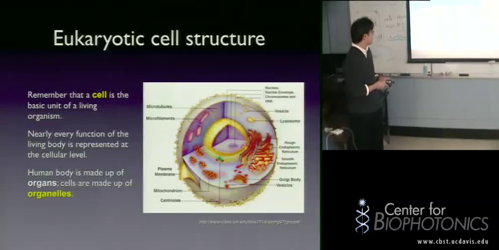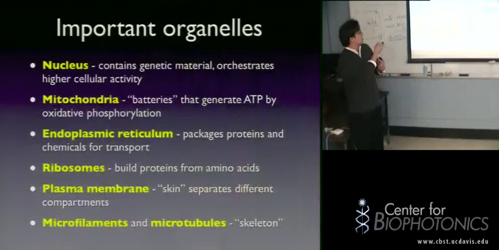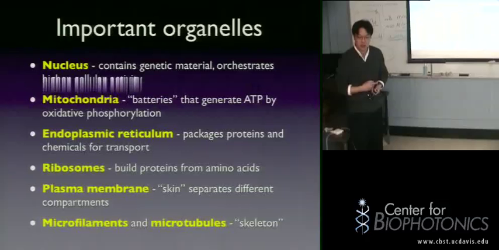Okay. So the human body has organs and in the same way the cells are made up of different organelles. Important organelles to realize: we've got the nucleus that contains genetic material, mitochondria, which are battery packs, or kind of power plants. Endoplasmic reticulum are the factories where proteins are manufactured and packaged for transport. Plasma membrane is the skin, right, that separates the cell from the outside environment. You have microfilaments, microtubules, which form the skeleton of the cell.